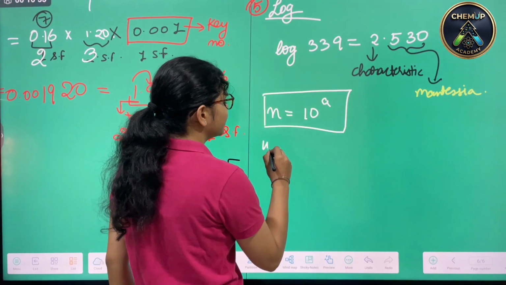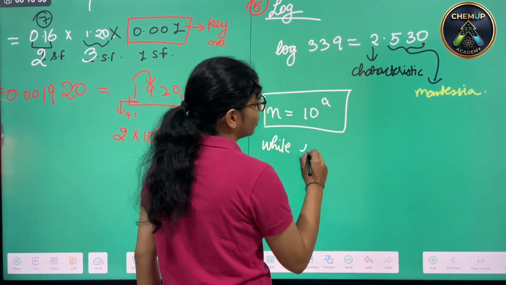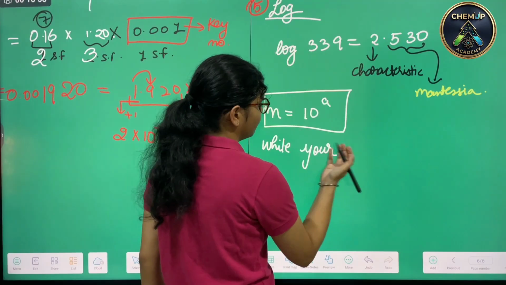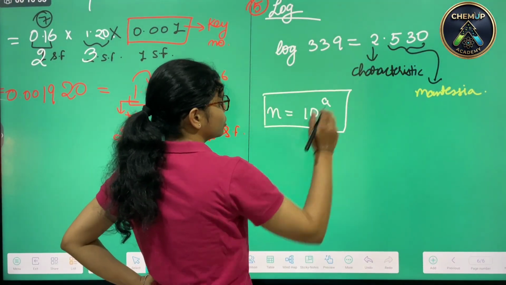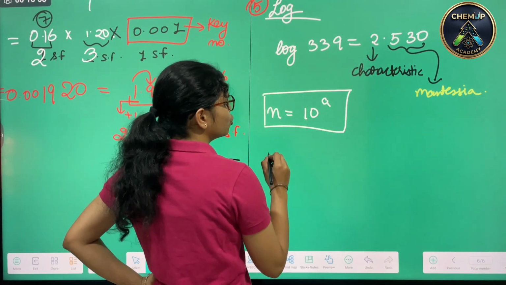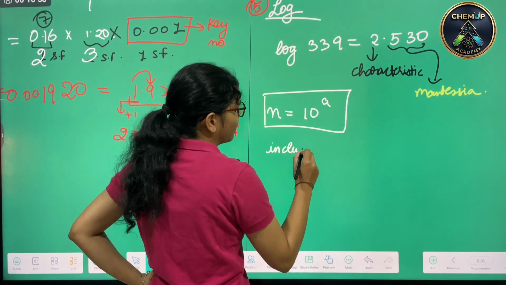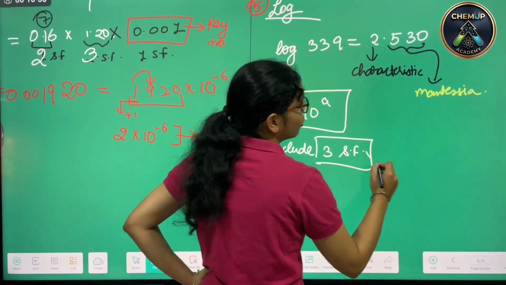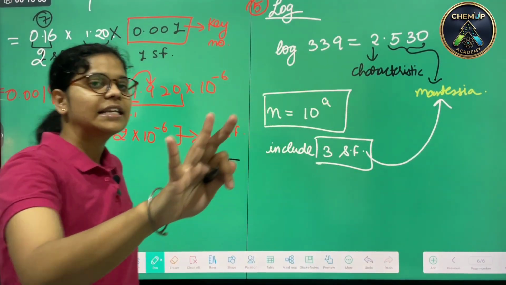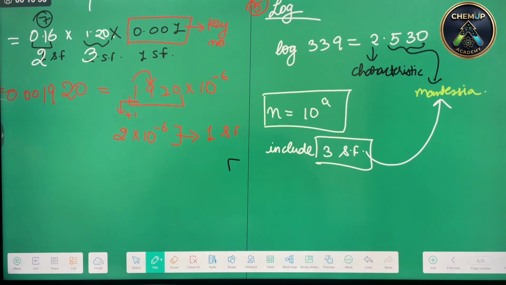Therefore, while answering a particular question, your answer should include three significant figures. Why? Because the mantissa involves three significant figures. Therefore, your answer should include three significant figures. So, related to this, let me write a question so that we can perform it.